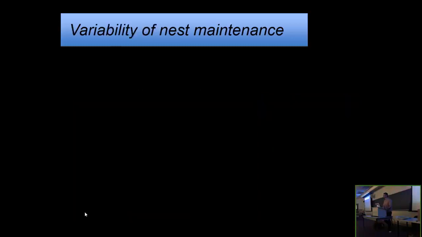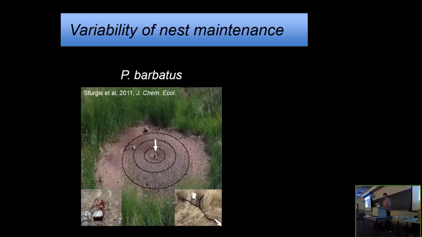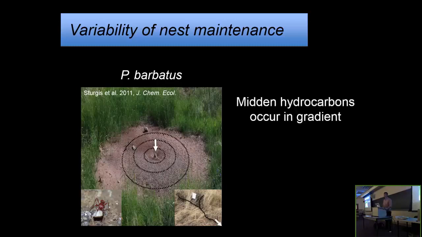So again, the question arises, why would variability matter? You know, they need to clean up a little bit, but does it really make a difference as to whether they're variable in doing that or not? There's evidence from another harvester ant species, Pogonomyrmex barbatus, that midden hydrocarbons occur in a gradient. So the nest here is considered the midden, the nest mound.